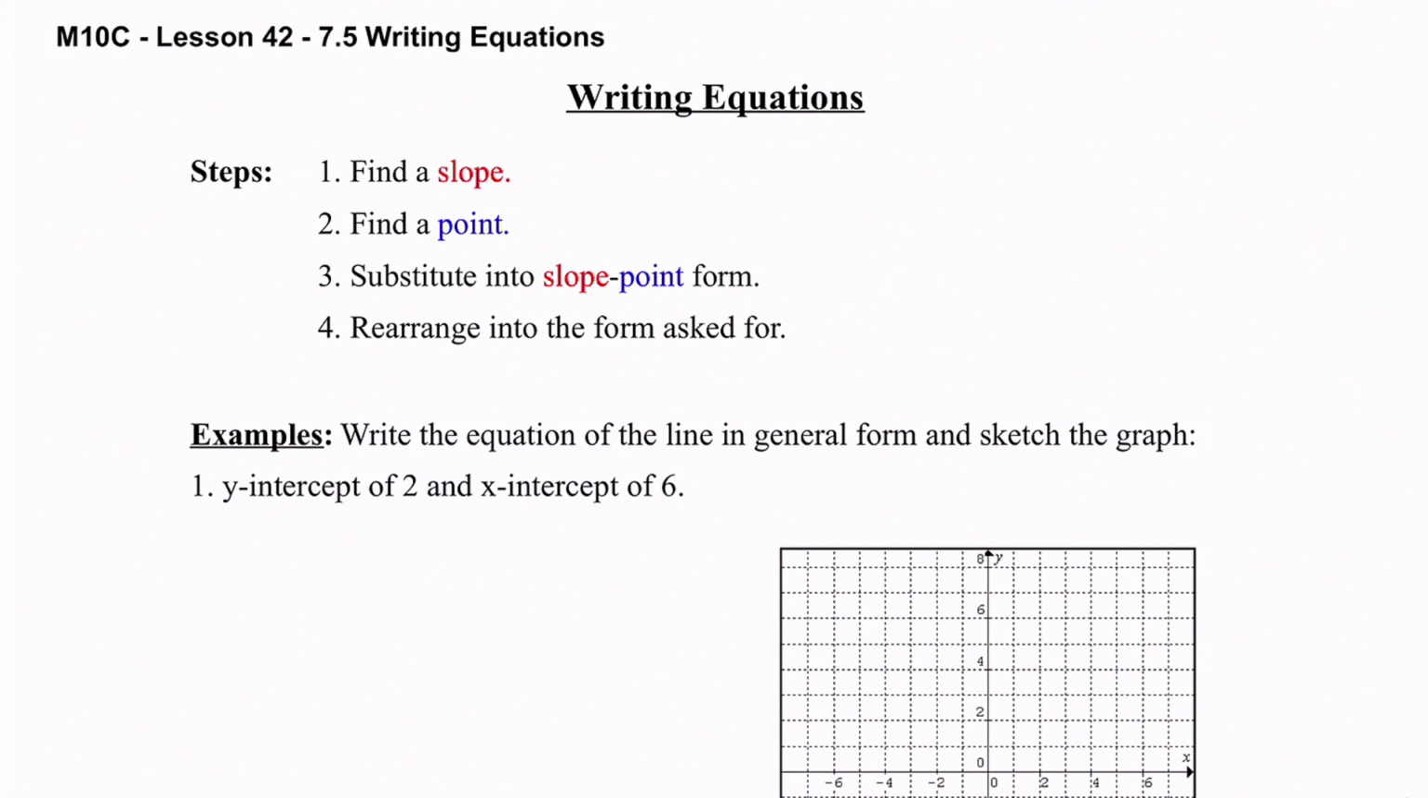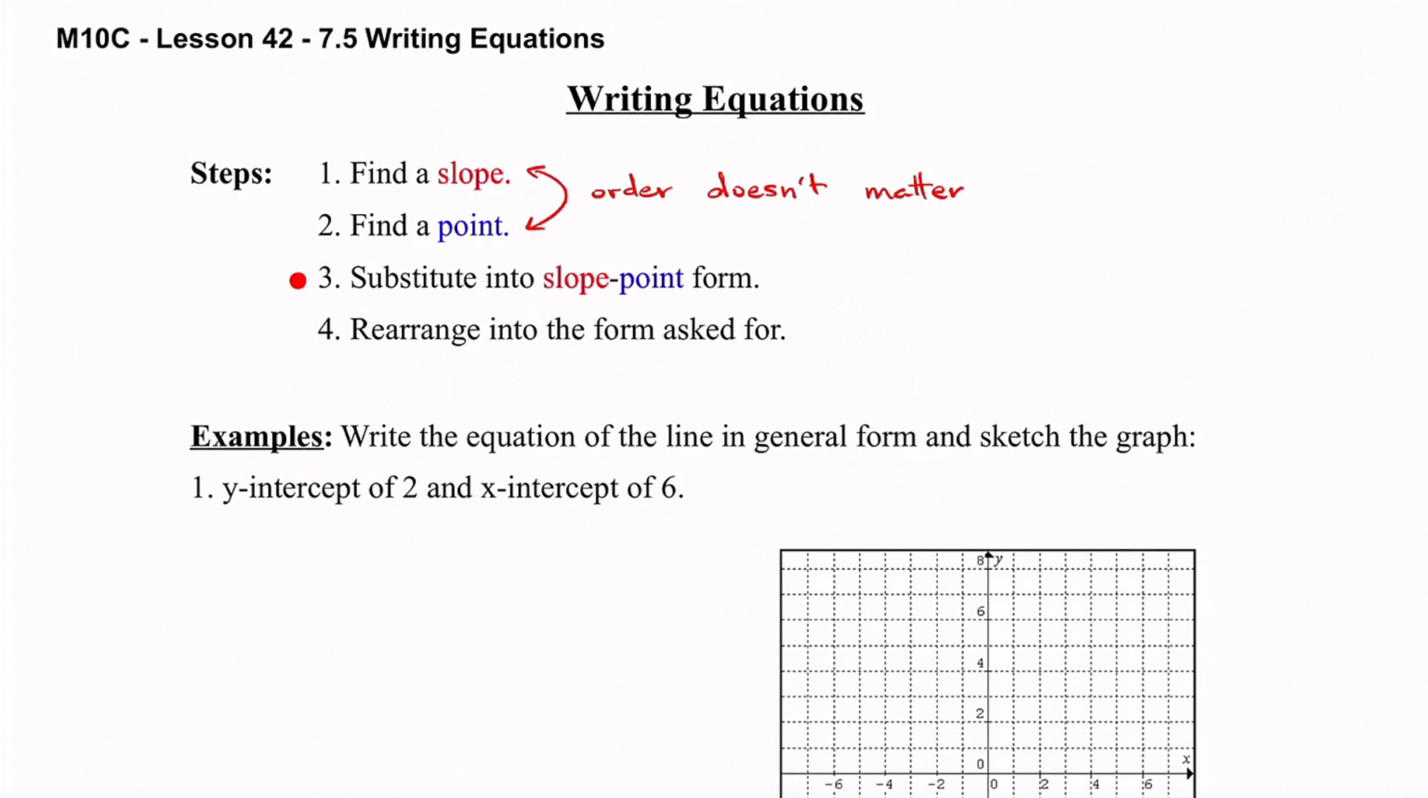So our steps: you're first going to find a slope, then you're going to find a point, and it doesn't matter which order you do these two. Then step 3, you're going to substitute into our slope point form. The reason we substitute into this form is because we just found a slope and we just found a point, so that makes it the easiest. And then once you have that form, you can rearrange it into any other form that they ask for. A lot of the time we ask for general form.